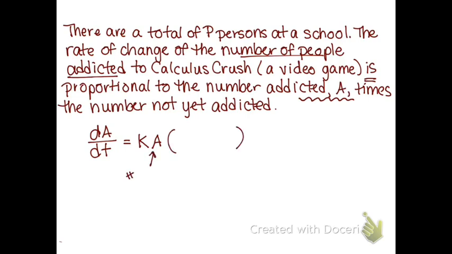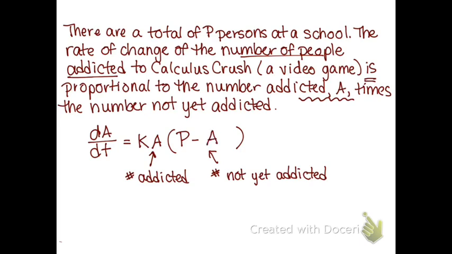So if this is the number of people addicted, we need an expression for the number of people in the population that are not yet addicted. Well, in the population, either you're addicted to the calculus game or you're not addicted to the calculus game. There's no other situation. So if there are P people in the population, if A of them are addicted, P minus A are not addicted yet.